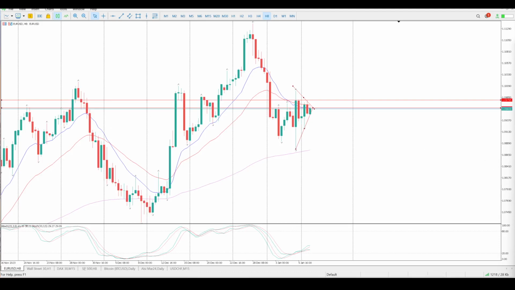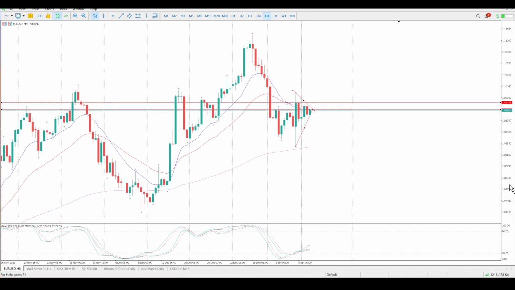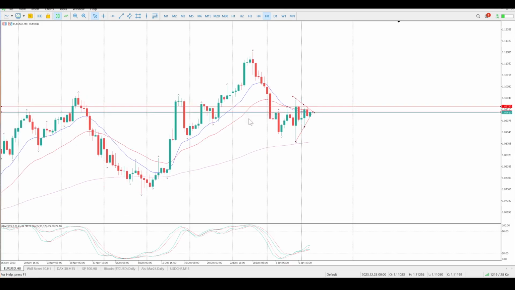So this is still very much ranging, and we also are forming a triangle at two pretty important levels, in my view anyway, and that is 109795, which is the high of yesterday, and then we have 109629. So that's kind of the two levels that I'm paying attention to.